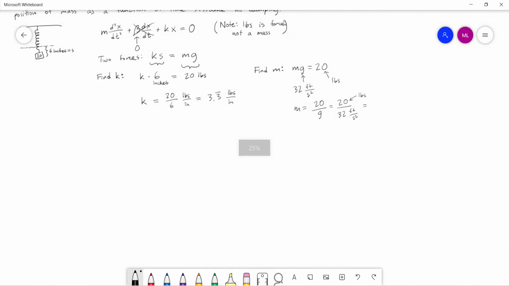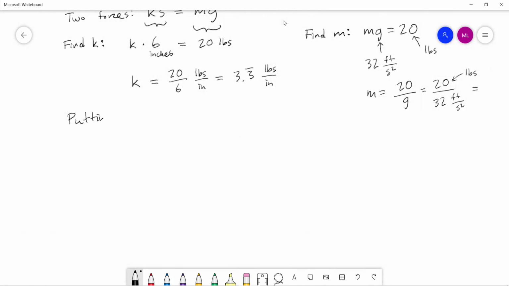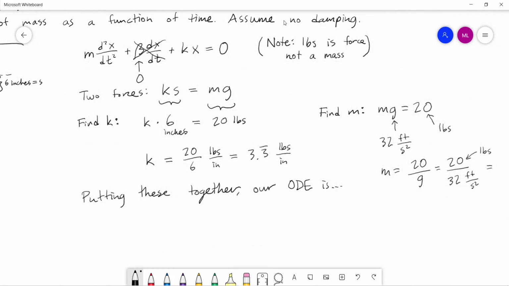So putting these together, our ODE is the following. Again, we already wrote it up here. It's the mass times the second derivative of x with respect to time, plus k times x equals 0. And now we've found our mass right over here, and we found our spring constant k right here.